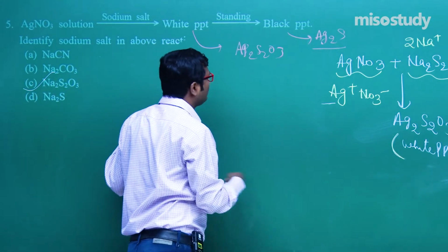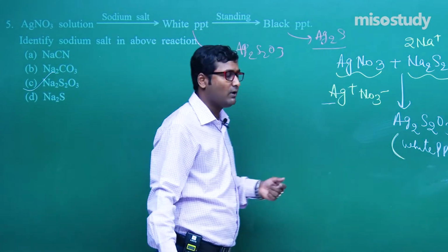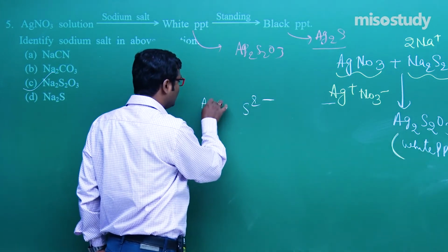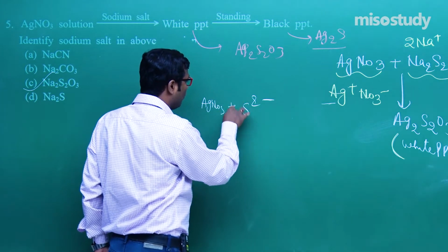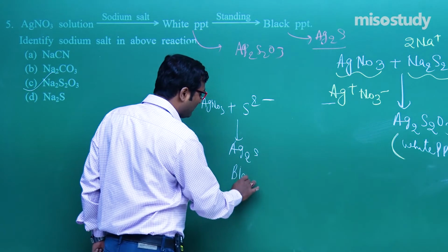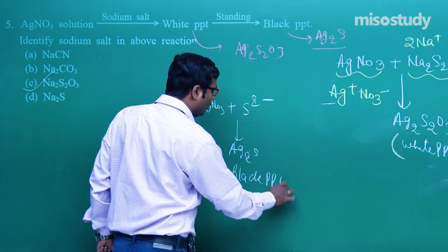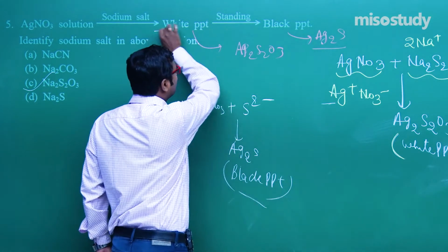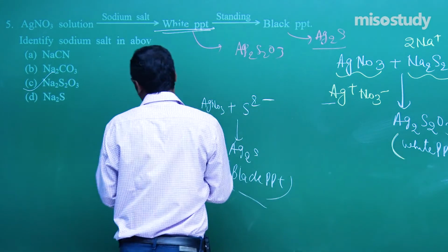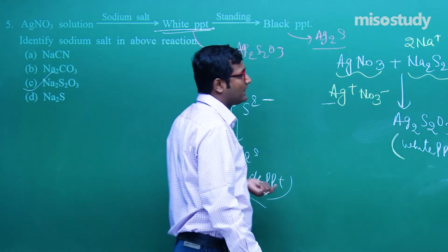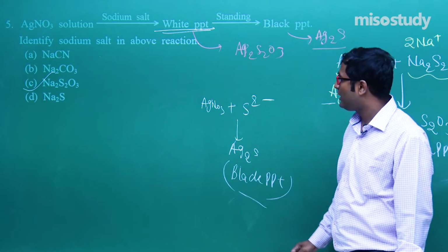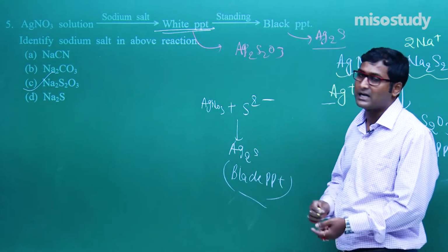We do not need to check the last option, but if you want, as you know, the sulfide ion, Na2S, when treated with AgNO3, forms Ag2S directly, that is, a black PPT. But the question says it will first form a white PPT, then a black PPT. So definitely Na2S is not the correct option. So we can easily observe that C is the correct option.